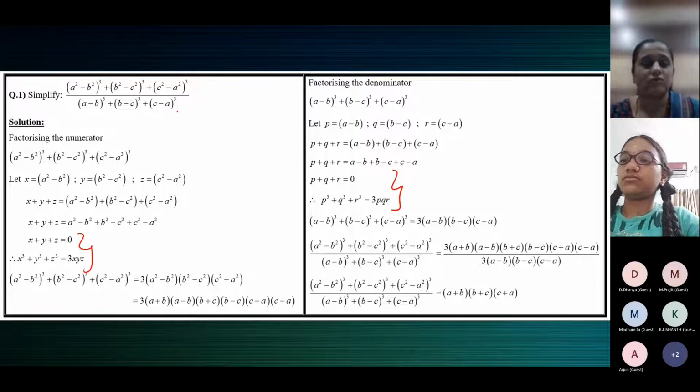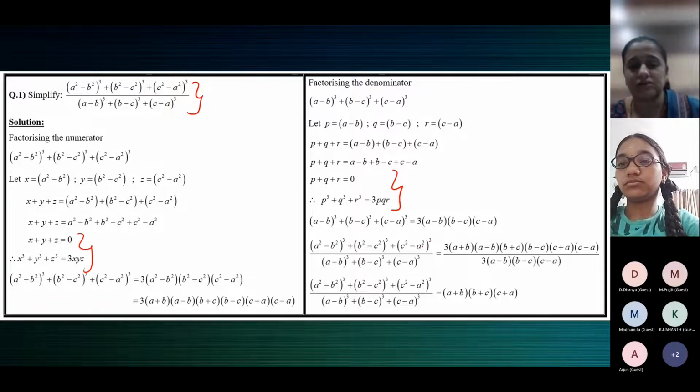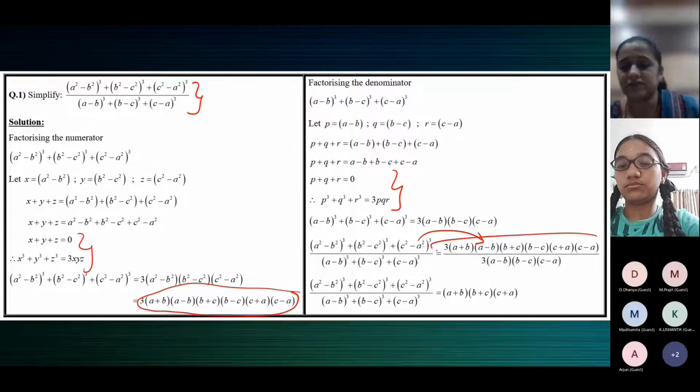Now find this one. So this is the numerator, this is the denominator. We already factorized the numerator, this one. So write it here in the numerator. And we also factorized the denominator. Here are the factors. Write them in the denominator.